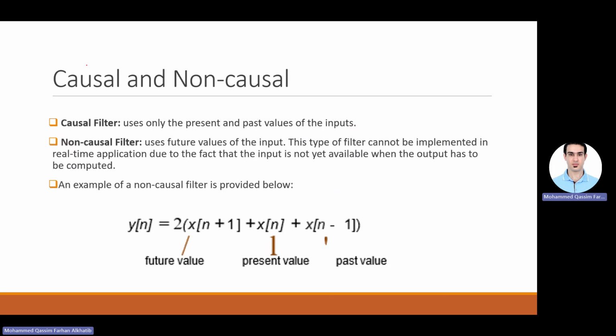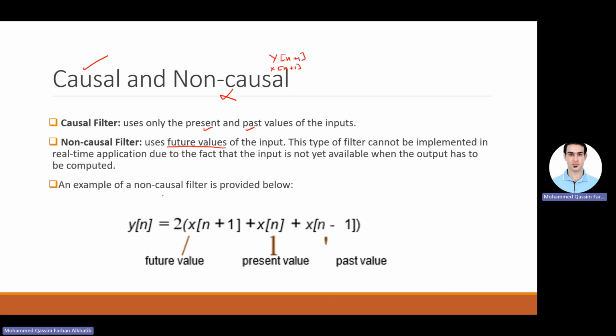Now, usually we want to deal with causal, non-causal signals. Basically, you have signals in the future, y of n plus 1 or x of n plus 1. That's something not realizable. And that's why in math, when we deal with signals, we want to have them causal. So you only use present and past values. Non-causal filters use predicted values, not future values of the input. So this type of filter cannot be implemented in real-time applications because the input is not yet available when the output has to be computed.